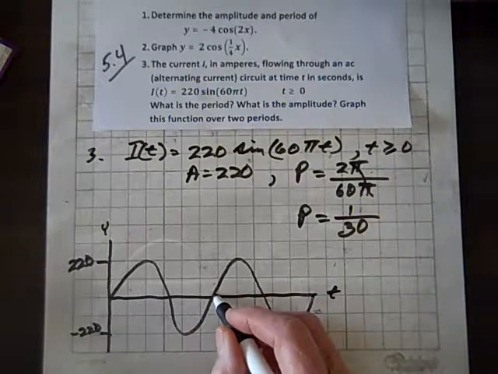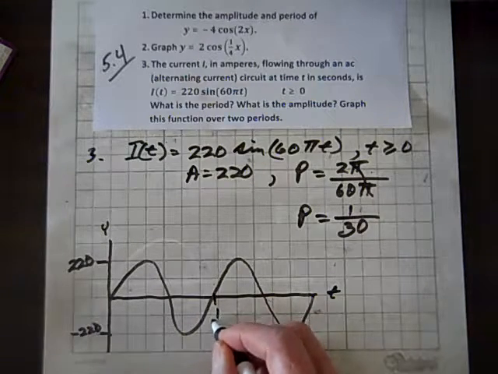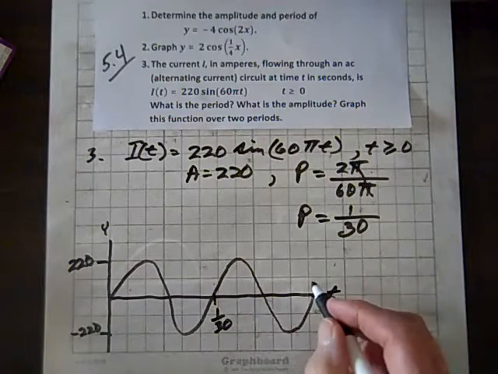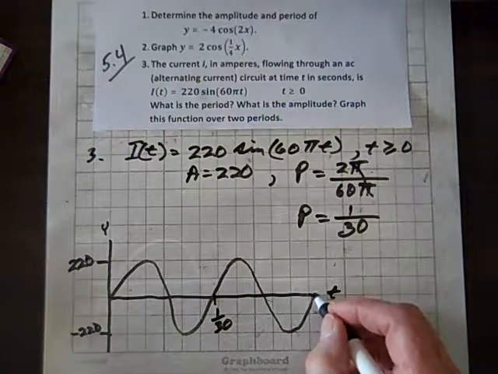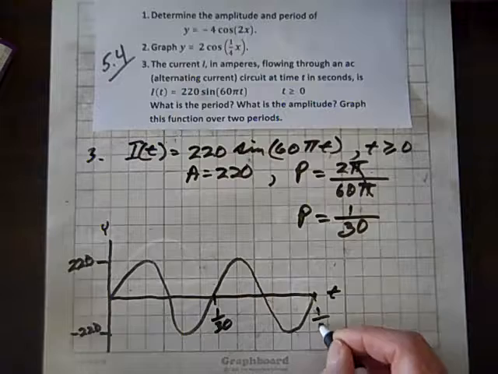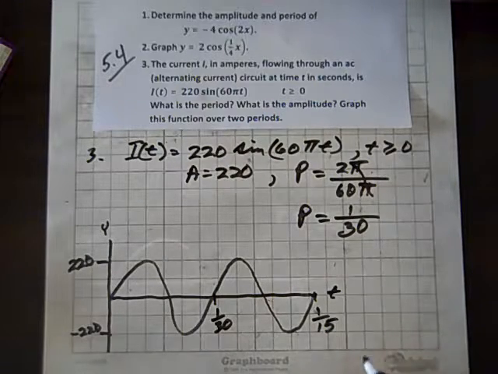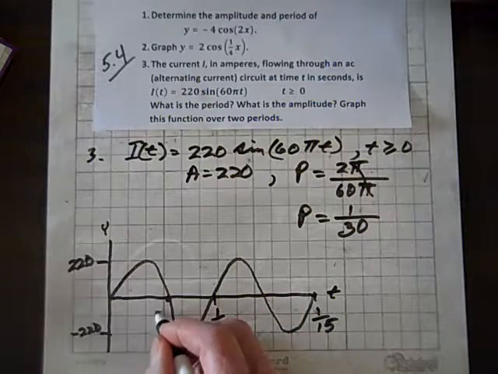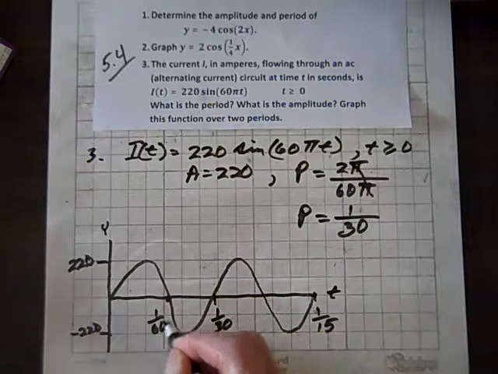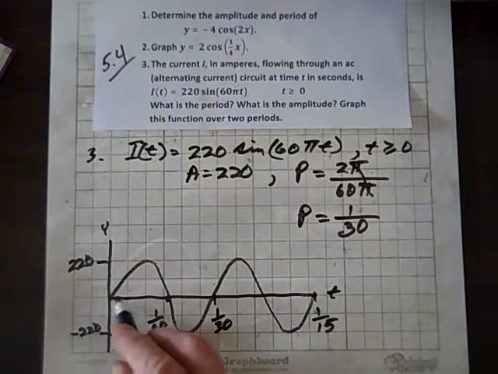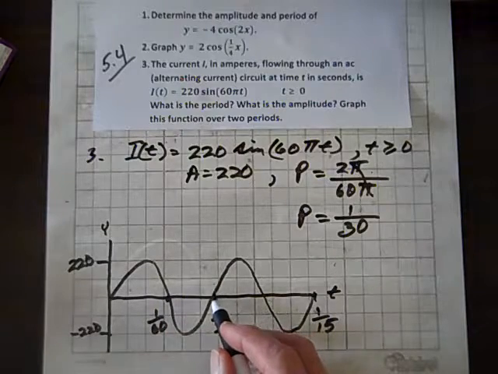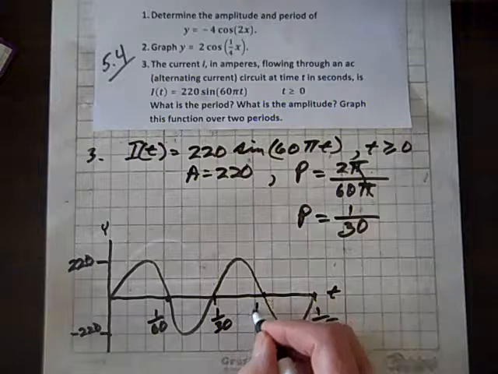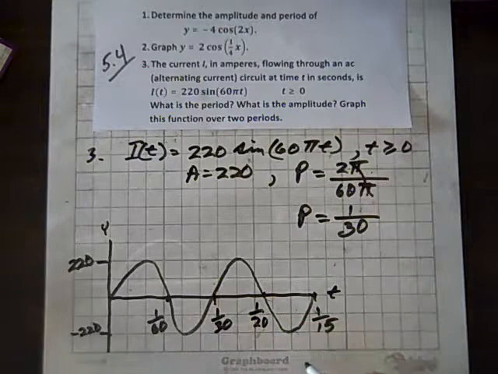And so this will be 1/30, and if we double that, 2/30 becomes 1/15, and half of 1/30 is 1/60, so we went 1/60, 2/60, 3 over 60 becomes 1 over 20.